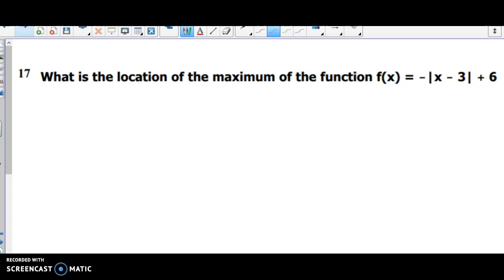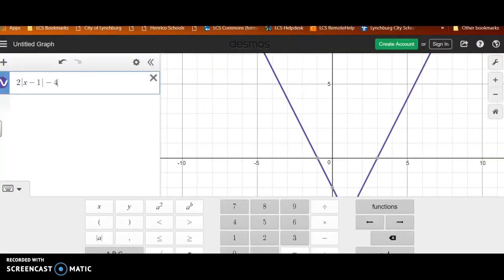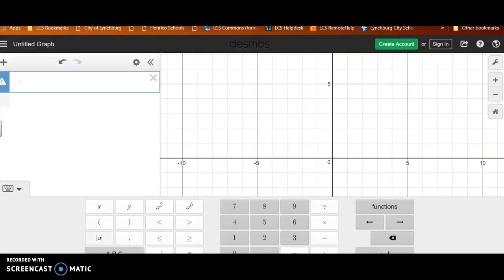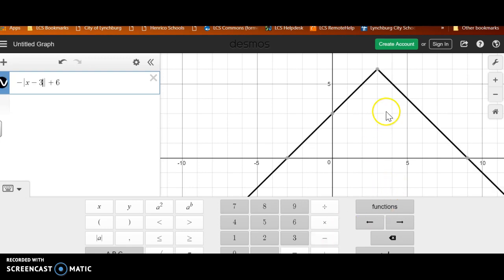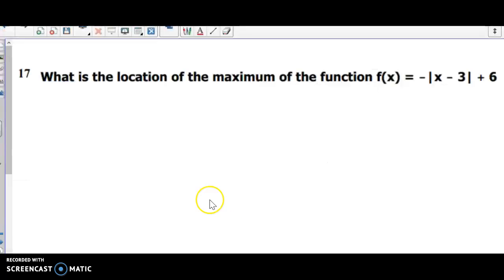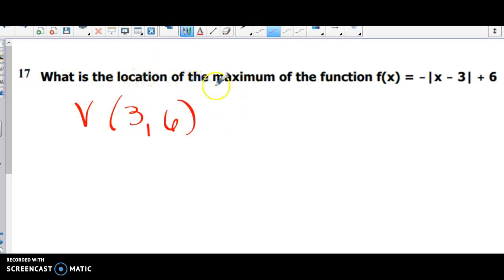What's the location of the maximum of the function? So let's go to this one and let's graph it in Desmos. So I have the opposite of the absolute value of x minus 3, plus 6. Okay, my maximum is here. My value is (3, 6). That's my vertex. And the location of the maximum is at 3.